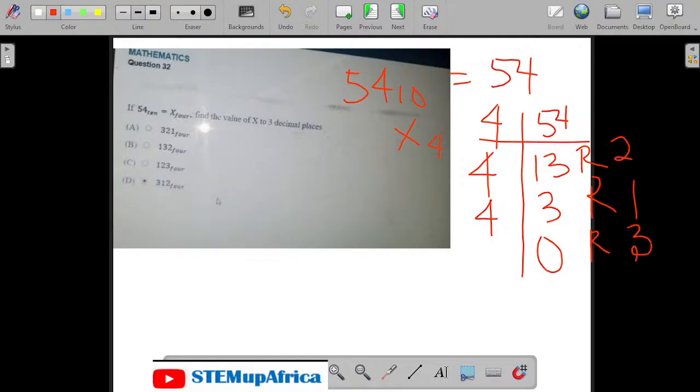So you take the answer from down up. So that will give us 3, 1, 2 in base 4. This answer is correct. Option D. 3, 1, 2 in base 4. Let's go to the next.